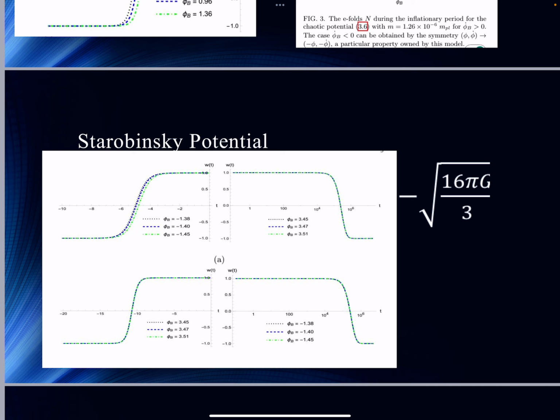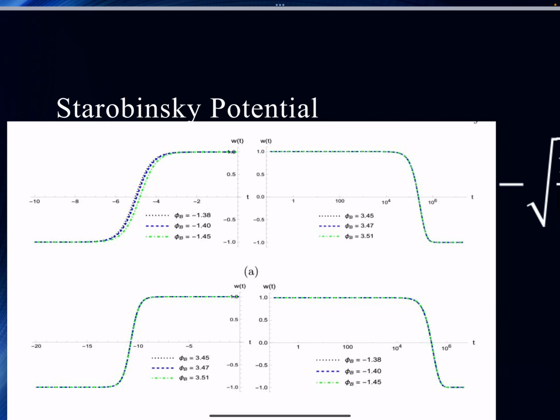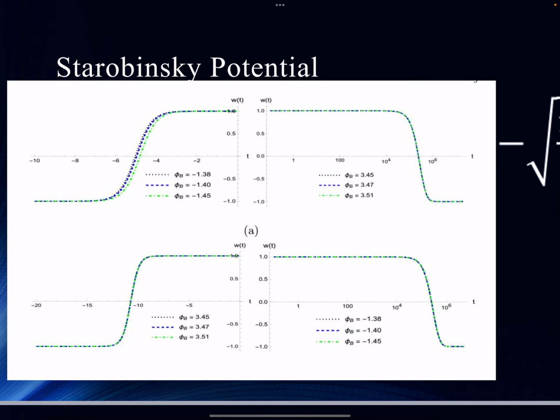So you can see the equation of state. In this case, it's worth considering two different times, pre and post bounce, because we don't have that same symmetry that we had with the chaotic potential. And we have different initial conditions for our phi of b as well, that you can see. But regardless, we do get the same structure in terms of the three different states, the three different phases, if you will.